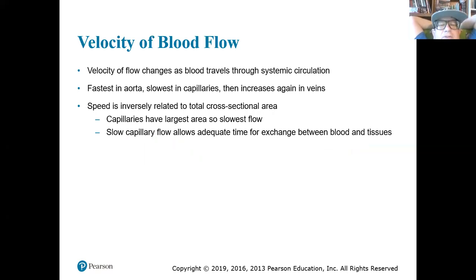Velocity of blood flow. Blood flows through the systemic system, and the rate at which it moves changes depending on where it is. It's fastest flowing in the aorta, it's slowest in the capillaries, it speeds up again in the veins. You might say, how? Well, it's like a river. If you take a river that has wide banks far apart, it's a nice big lazy river. If you take it through a little narrow canyon, that water is going to speed up. Same thing happening here.